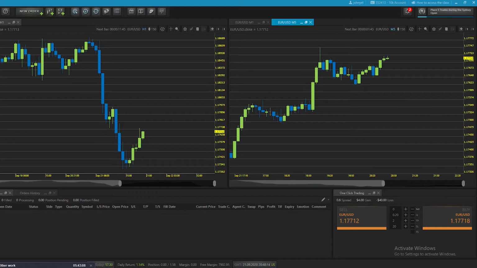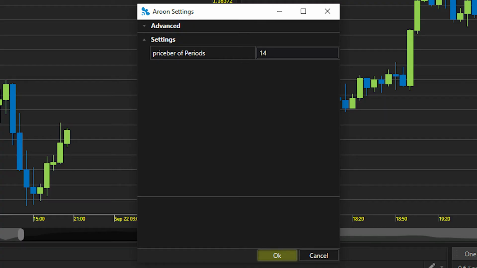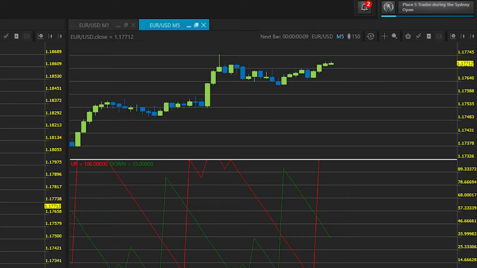Alrighty, and before we get started here, I just want to make sure that you guys understand how to set up the Aroon indicator. To do that, you're going to go up to your indicators icon, go down to the Aroon, and 14 periods is going to be just fine. So we'll go ahead and hit OK. And there you go. On our 5-minute chart, we have our Aroon indicator.